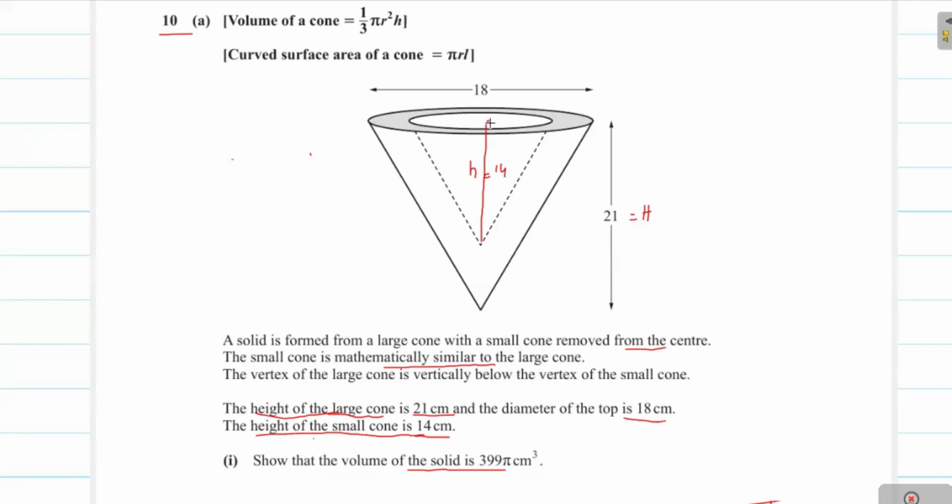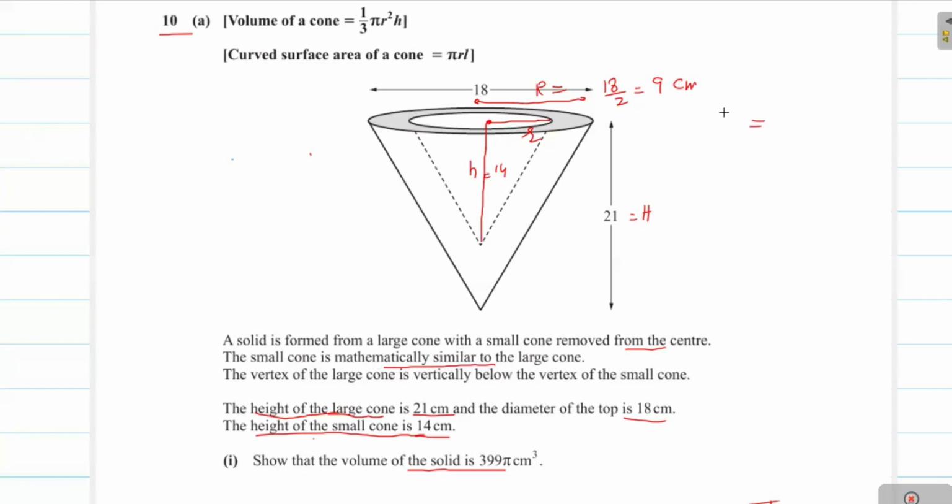If we represent the radius of the small cone as small r and the radius of the large cone as capital R, the radius of the large cone will be equal to 18 divided by 2, because the diameter of this large cone is 18. Therefore, when we divide by 2, we get the radius: 9 centimeters. You see here both cones are similar.